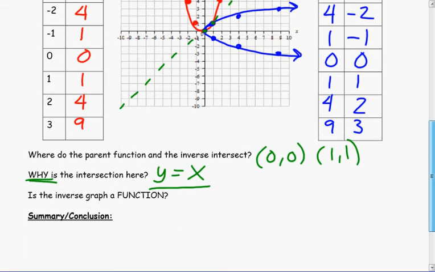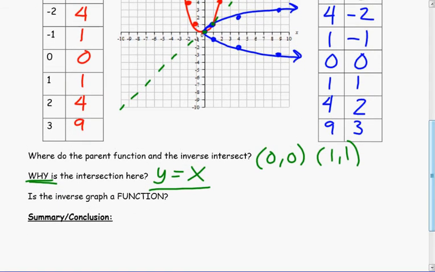All right, now look at this blue graph here, and hopefully you can tell that this is something that would not pass the vertical line test. If you remember, if it doesn't pass the vertical line test, then we would say it's not a function. This vertical line crosses that graph twice. So in this question here, is the inverse graph a function? No, it's not.